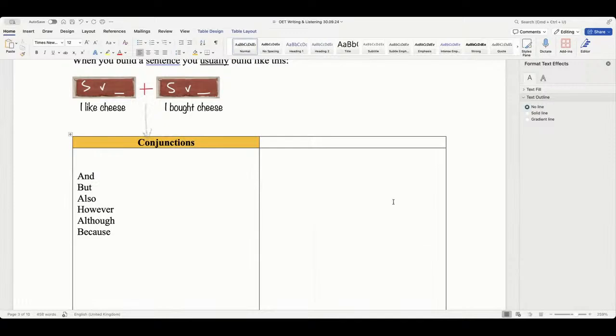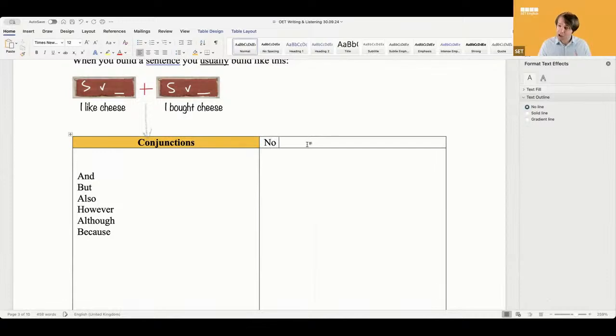No, that's not a conjunction. Right, and this is the problem that I want to get us to try to understand. Additionally, okay, I cannot say, additionally, I bought cheese. If I want to do that, what I need to do here is put a full stop. And then what goes here, guys?